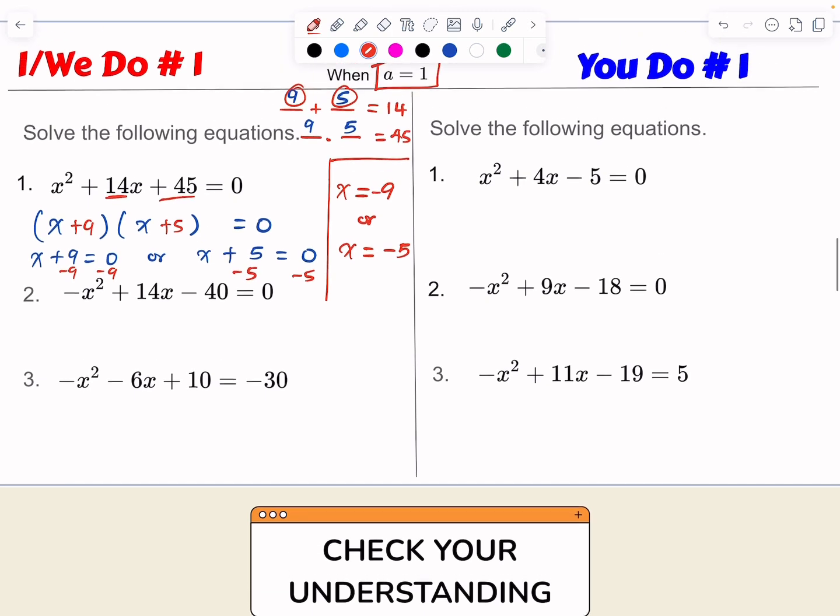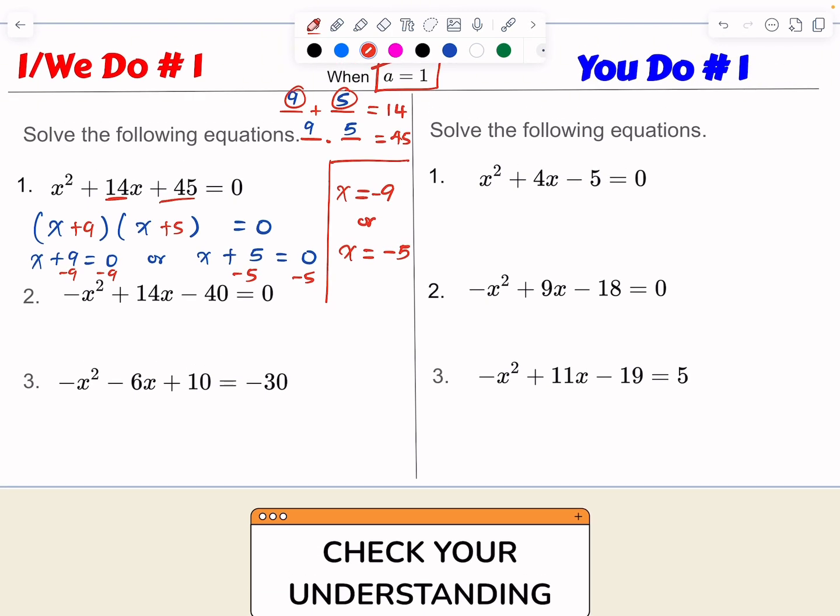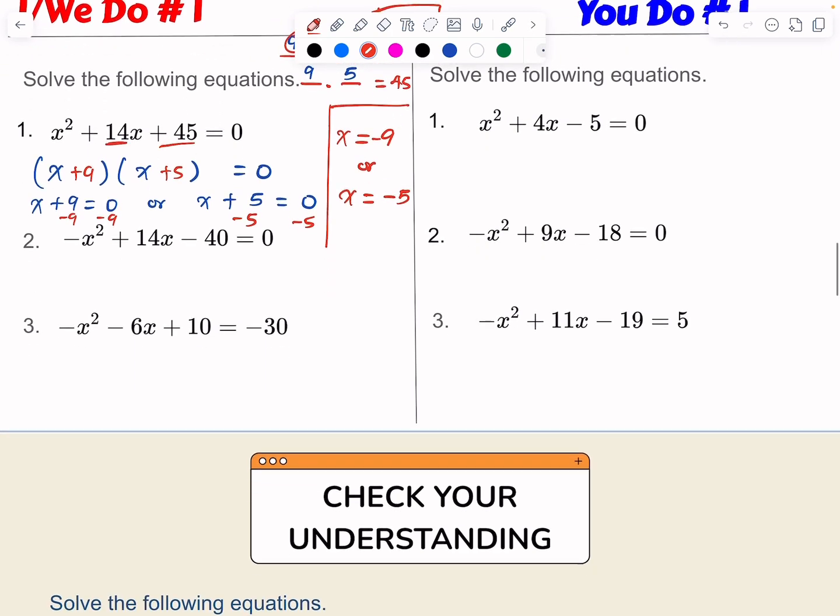Now, what about example 2? For example 2, what do you notice? First of all, I notice that my a is not 1. My a is negative 1. So all I need to do is find a way to make that negative positive. And the second thing I have to watch out for is, do I have all my three terms on one side? Yes. Do I have my 0 isolated on one side?